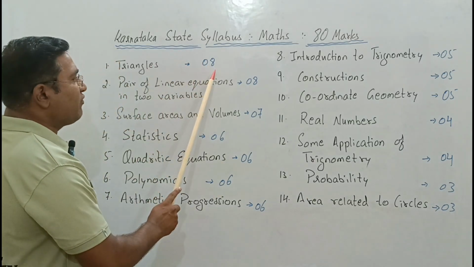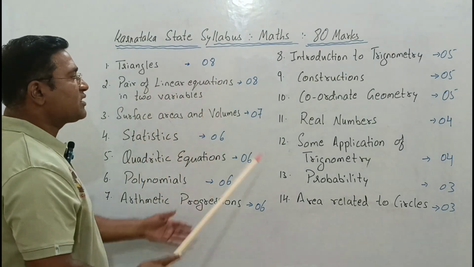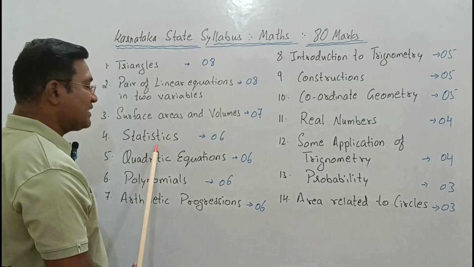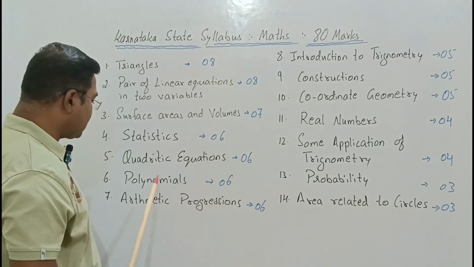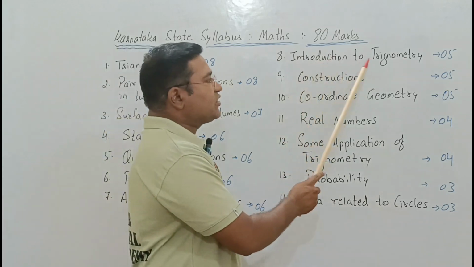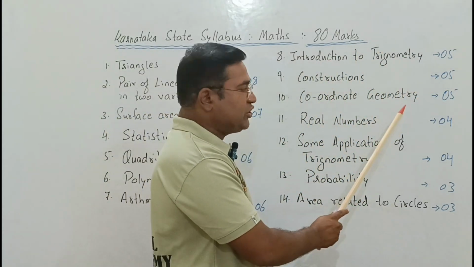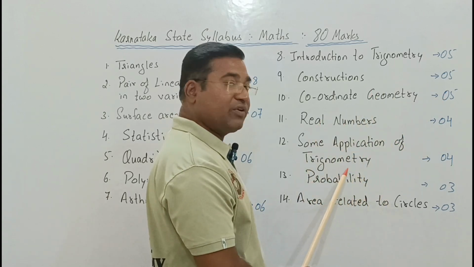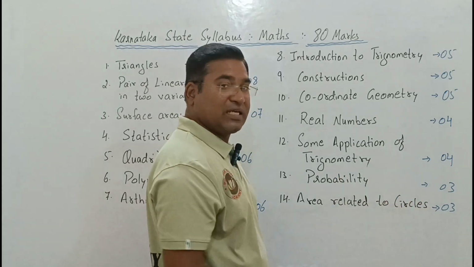Triangles, 8 marks. Pair of linear equations in two variables, again 8 marks. Surface areas and volumes, 7 marks. Statistics, 6 marks. Quadratic equations, 6 marks. Polynomials, 6 marks. Arithmetic progression, 6 marks. Introduction to trigonometry, 5 marks. Constructions, 5 marks. Coordinate geometry, 5 marks. Real numbers, 4 marks. Some applications of trigonometry, again 4. Probability, 3. Areas related to circles, 3.